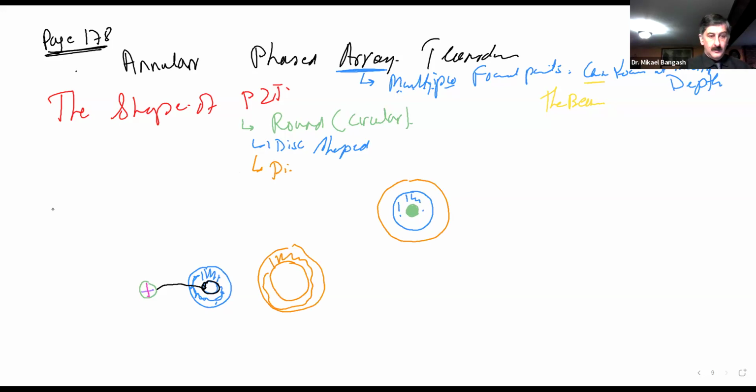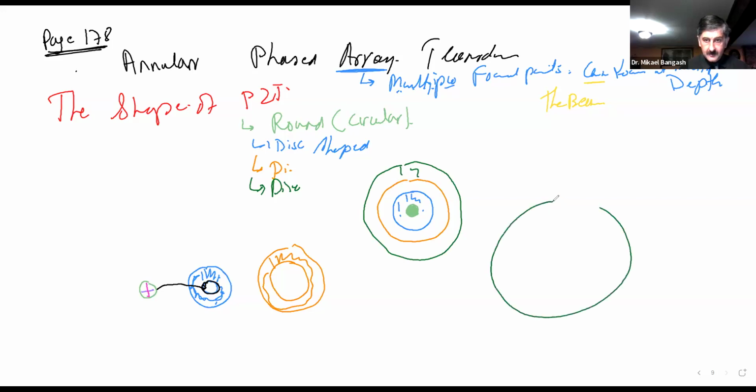Just for the sake of fun, we may even have another PCT here, which also will be disc shaped. If we took that separately, this will be it. These two pieces of PCTs will fit in this space here. These three PCTs all will fit in this space here.